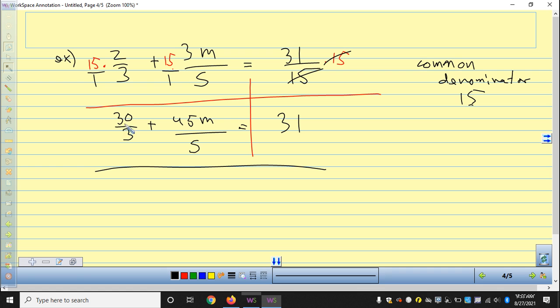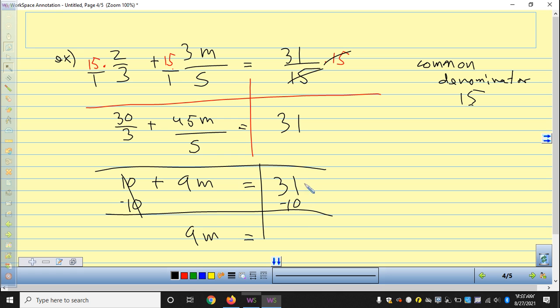Well, what's 30 divided by 3? 10. What's 45 divided by 5? 9. Very nice. That looks better, doesn't it, than this problem? This looks way better. Now what do we do? Subtract 10. Very nice. Those go away. I get 9m equals 31 minus 10. 21. Oh, we get fractions again.